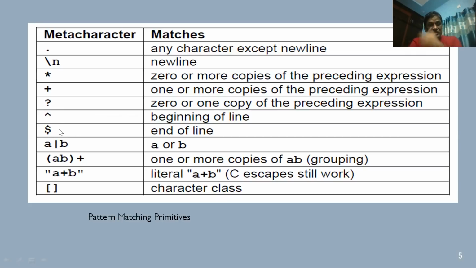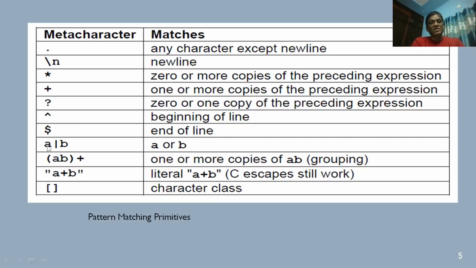And dollar is used to write end of the string matching. That is dollar followed by some pattern always matches with the end of the line. Whenever it finds a match with the end of the line, then it is a proper match, and Lex performs the corresponding action.